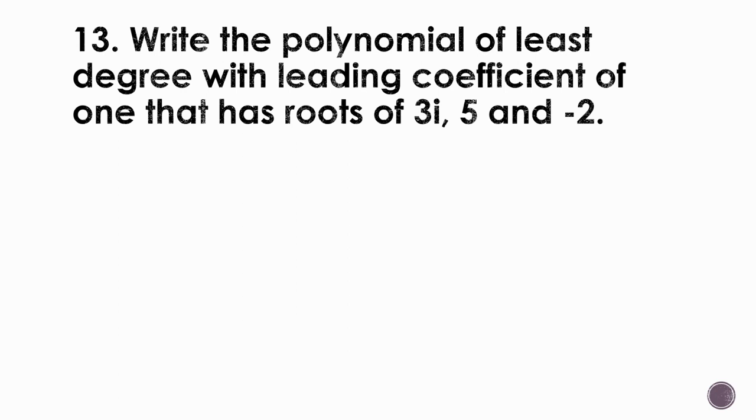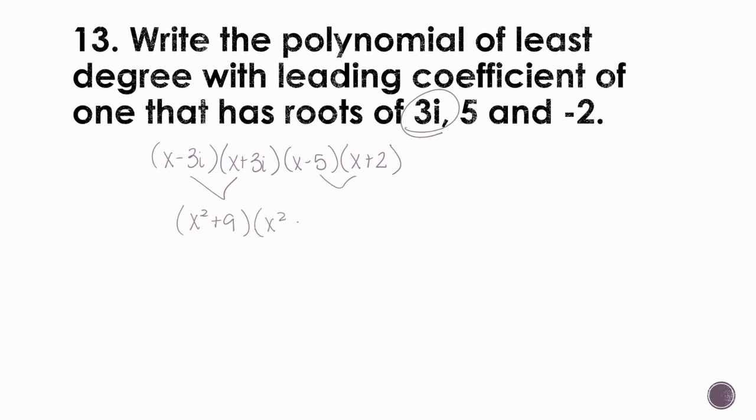The last thing you need to know how to do is to write a polynomial. Remember that any complex roots have a conjugate as well. So this is going to be x minus 3i and x plus 3i. And then I'm going to have my other 2 roots, so x minus 5 and x plus 2. And I'm going to multiply this all out. So I'm going to start with these 2. When I multiply that out, I get x squared plus 9. Okay? And then I'm going to do these 2, which when I multiply it out, I get x squared minus 3x minus 10.